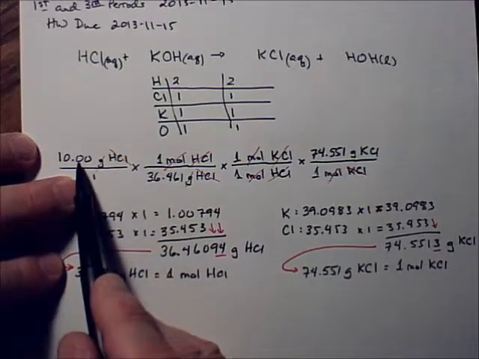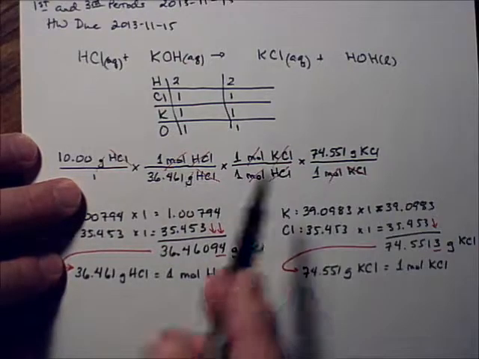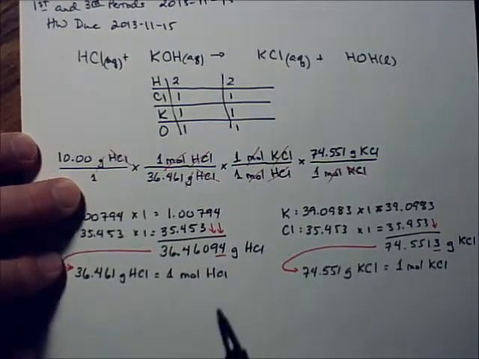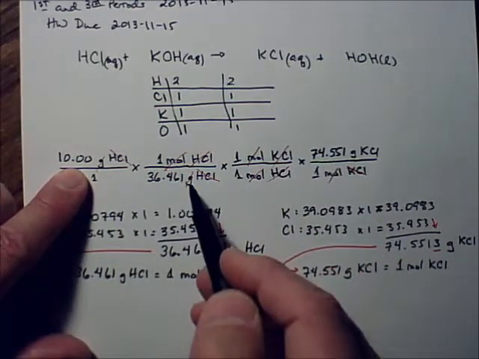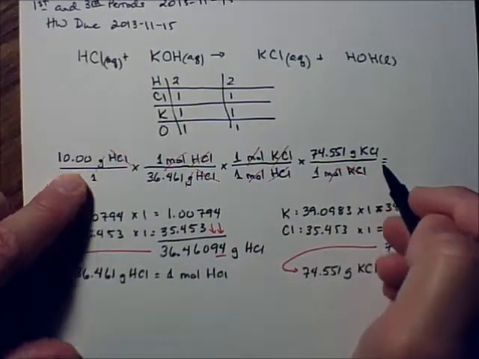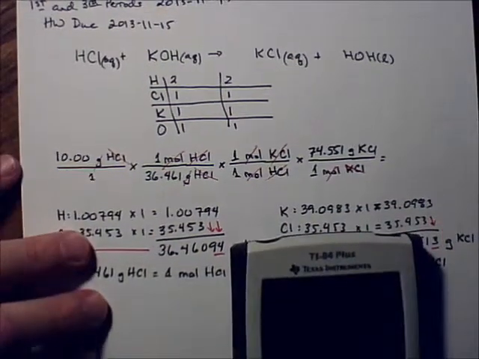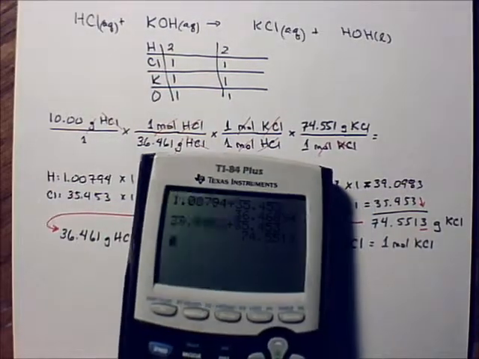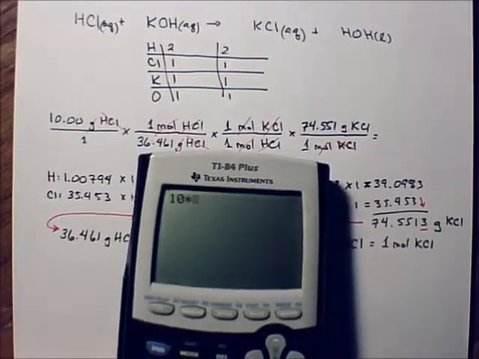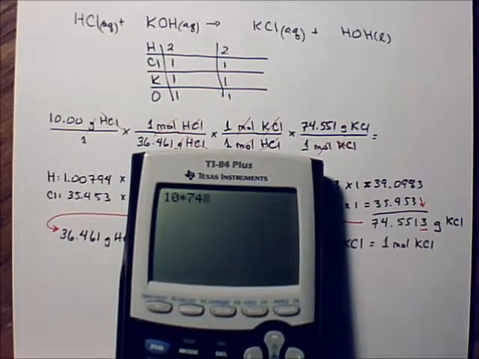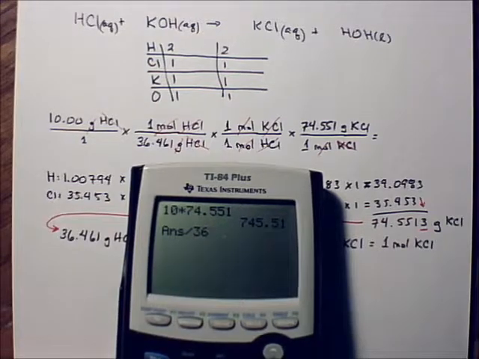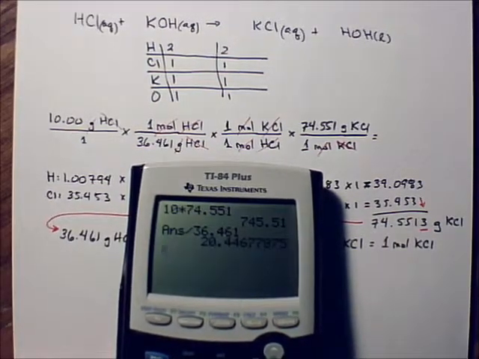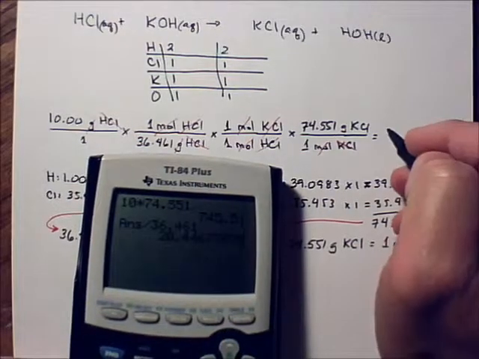In your calculator, you put in 10. You can ignore the ones, because multiplying or dividing by ones, that just gives you the same answer, right? So we can ignore ones. We're going to multiply this number times this number, hit equals, then hit divide, put in this number, hit equals again or enter, and you'll get the unrounded answer you're looking for here. Okay, we'll have to still round off, but that's the unrounded answer we're going to look for. Okay, so 10 times 74.551, enter, divided by 36.461, enter, and there's our unrounded answer we're going to put down here.